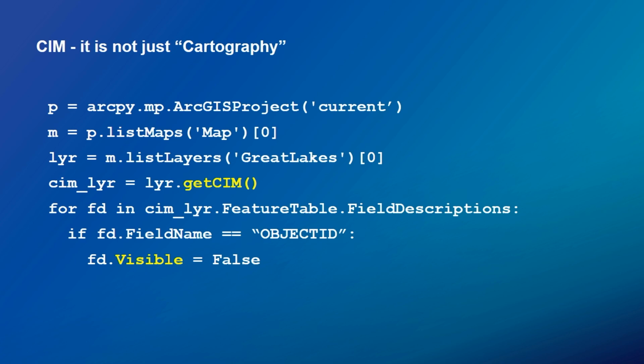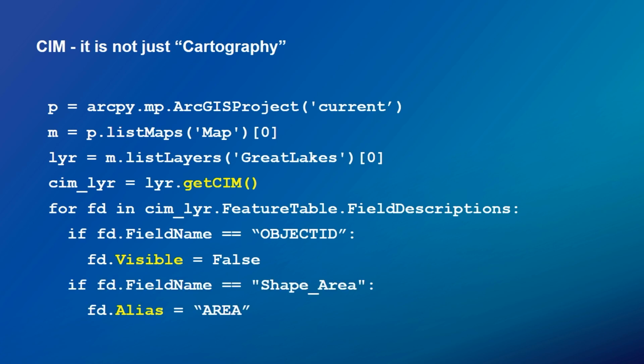If field name is equal to object ID, then I want to set visibility to be false. Most people don't want to see object ID. It's an arbitrary value, right? And then here's the other example, right? If the field name is shape_area, just please rename it area. So now inside of Pro, when you open up the attribute table for that layer, you're not going to see object ID, and you're going to see the word area. But make feature never exposed that capability. No managed APIs expose that.